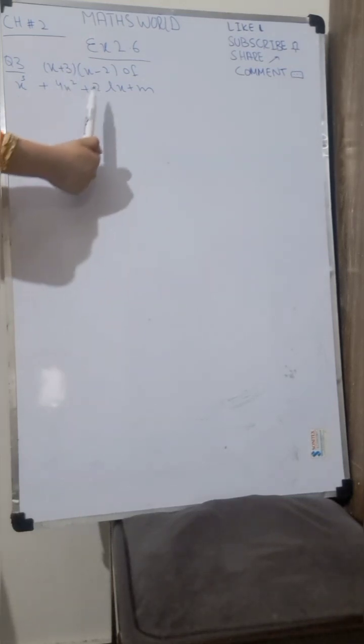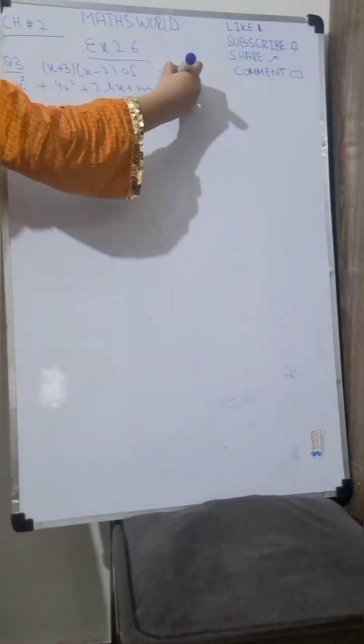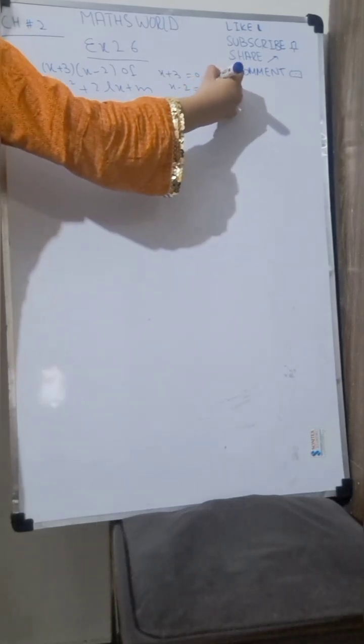Today we will discuss exercise 2.6 question number 3 by using synthetic division. x plus 3 and x minus 2 are factors of x cube plus 4x squared plus 12x plus m. You know that x plus 3 is equal to 0 and x minus 2 is equal to 0, so we will get x equals minus 3 and x equals 2.